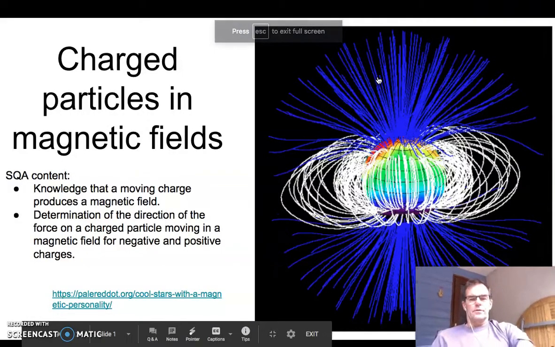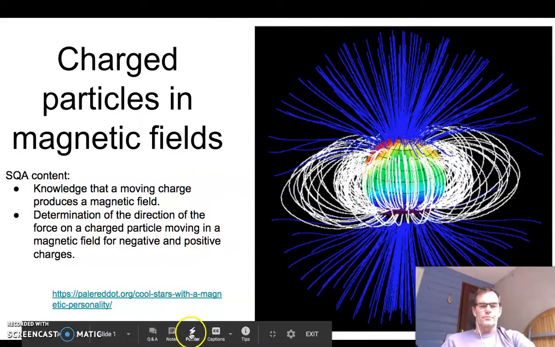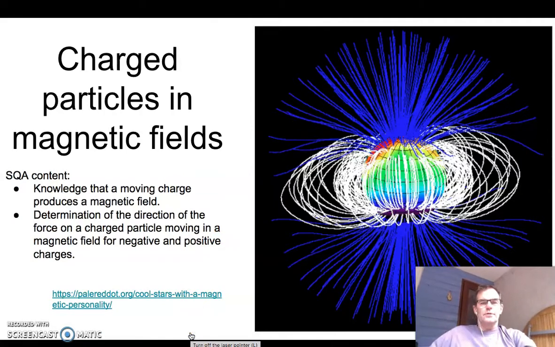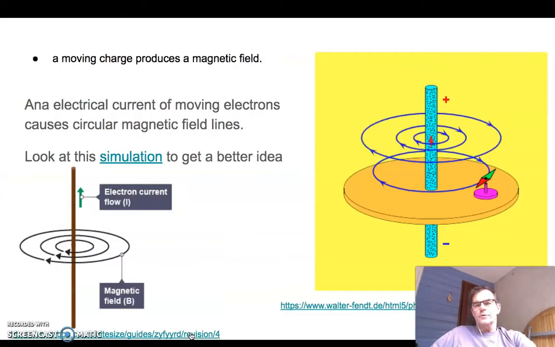Okay, this is going to look at what happens when you put the connection between charged particles and magnetic fields. First thing you need to know, and it's only quite a small bit of the course, is that if you've got a current with moving charges, then a circular magnetic field exists around those moving charges. It depends on the direction of the current and the strength of the current, and you can look at that simulation to get a better idea, or maybe chase up a few more videos and things.